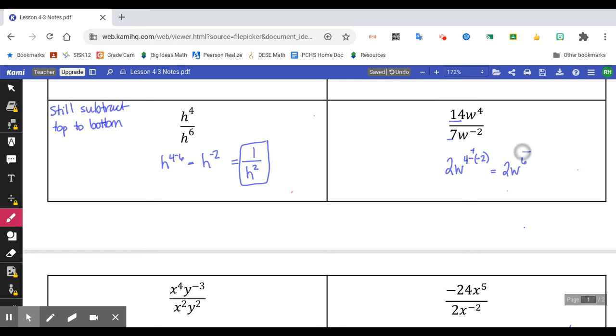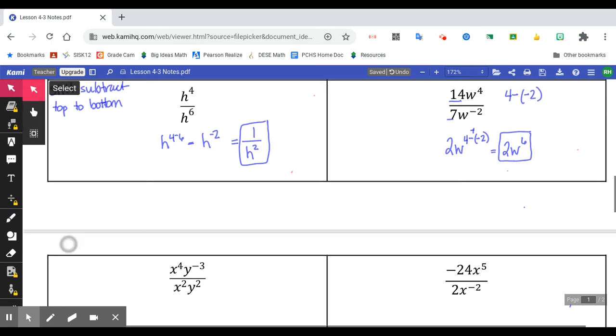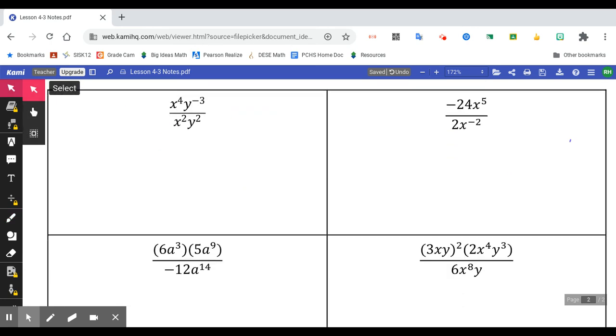to the 6th. We don't have to change anything on this one. So if it's a negative and you're subtracting, you have to be able to write it out as 4 minus the negative, top to bottom. Okay? All right, let's focus on that here for a second.